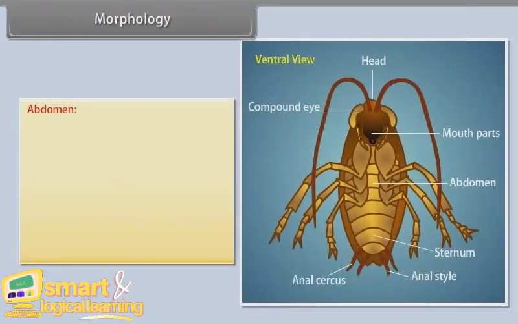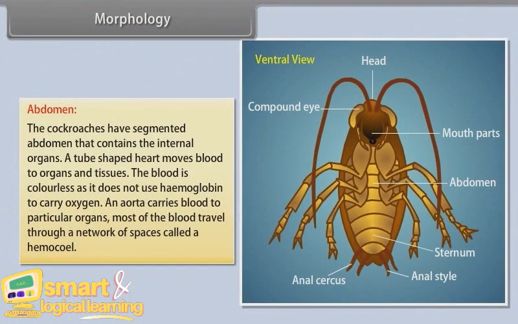Morphology. Abdomen. The cockroach has a segmented abdomen that contains the internal organs. A tube-shaped heart moves blood to organs and tissues. The blood is colorless as it does not use hemoglobin to carry oxygen. An aorta carries blood to particular organs. Most of the blood travels through a network of spaces called a haemocoel.